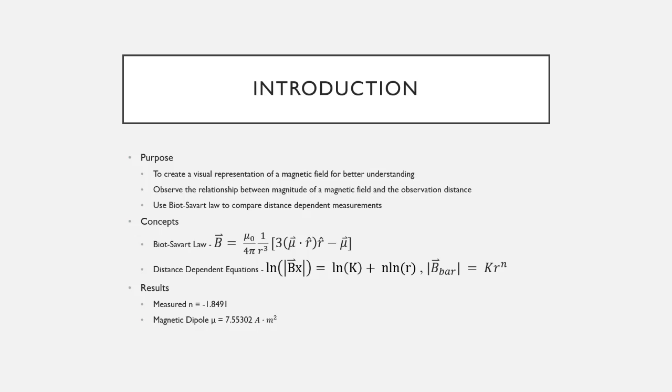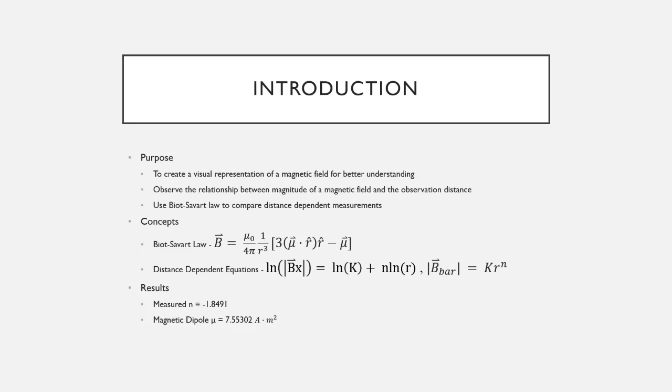The purpose of this lab is to create a visual representation of a magnetic field to better understand them, to observe the relationship between the magnitude of a magnetic field and its observation distance, and to use the Biot-Savart law to compare distance-dependent measurements. The key concepts that are going to be used are the Biot-Savart law, which can be seen here, and distance-dependent equations that were used to analyze the data taken.